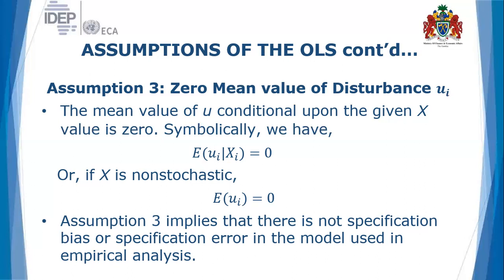So here, it is assumed that the value of the error term is 0. In other words, the model is specified exactly without any errors or any bias, so that the error is 0. That's an assumption.